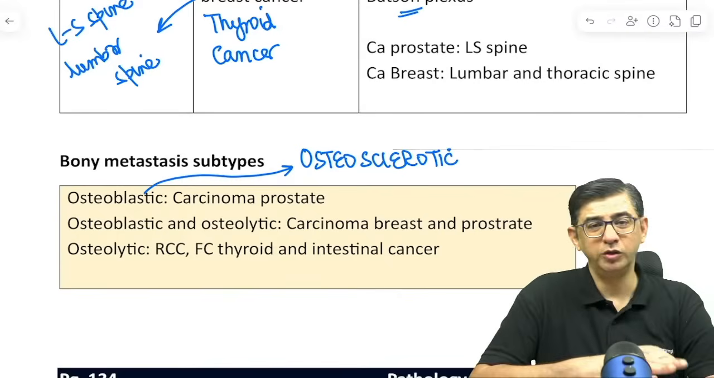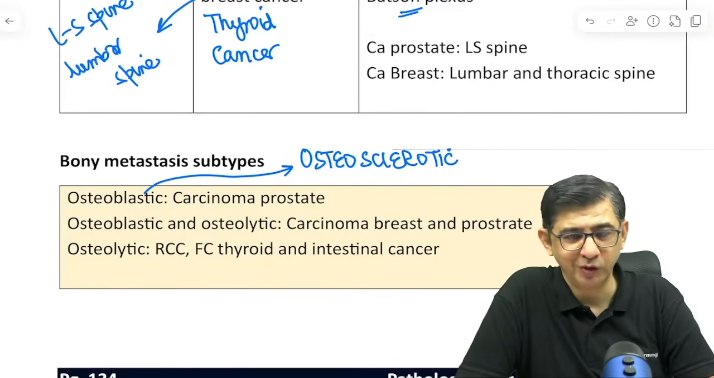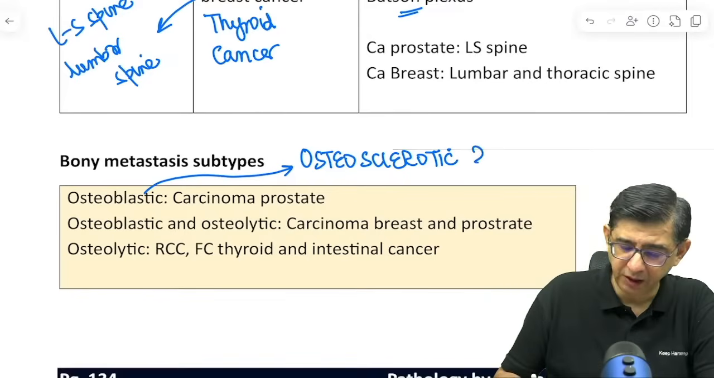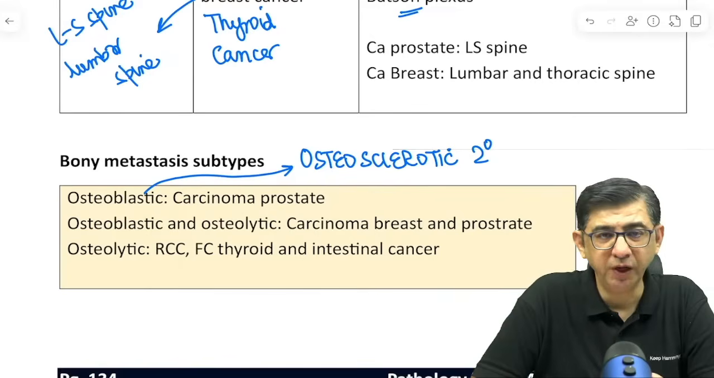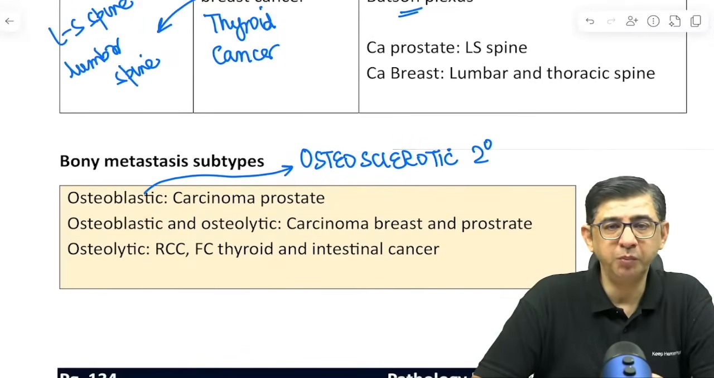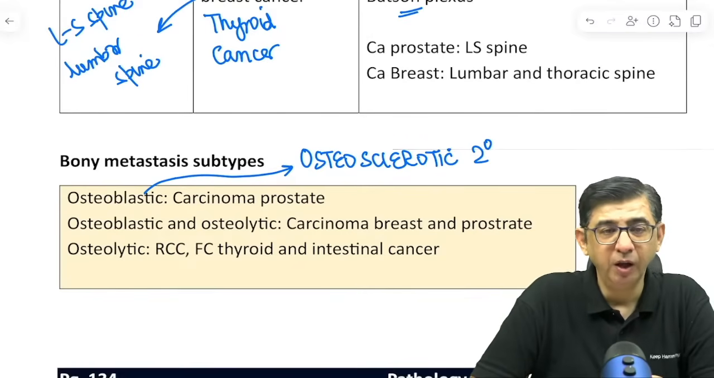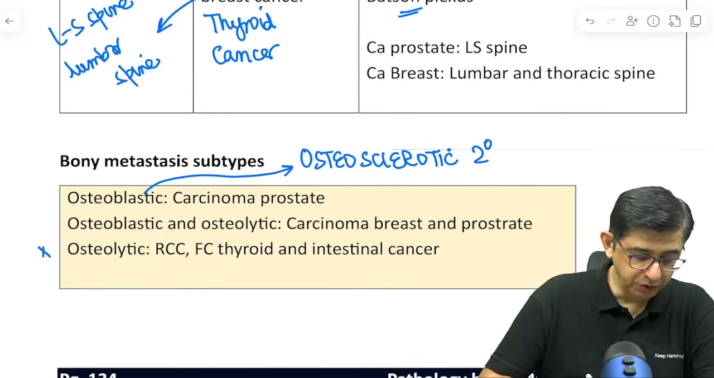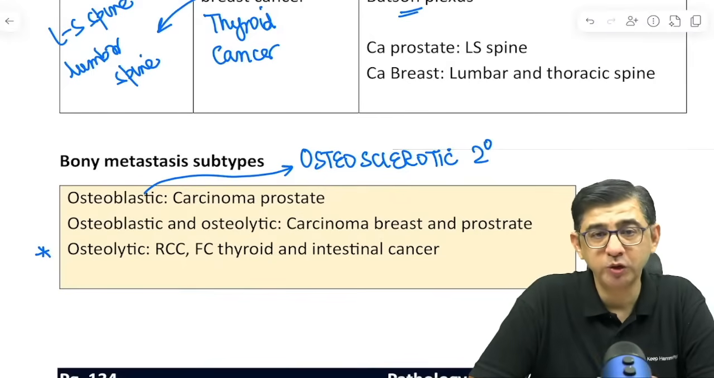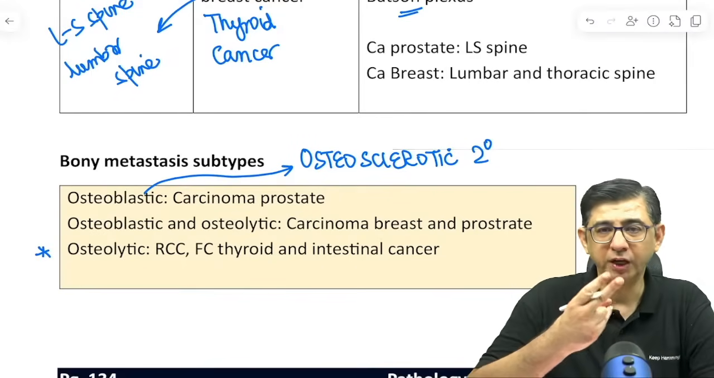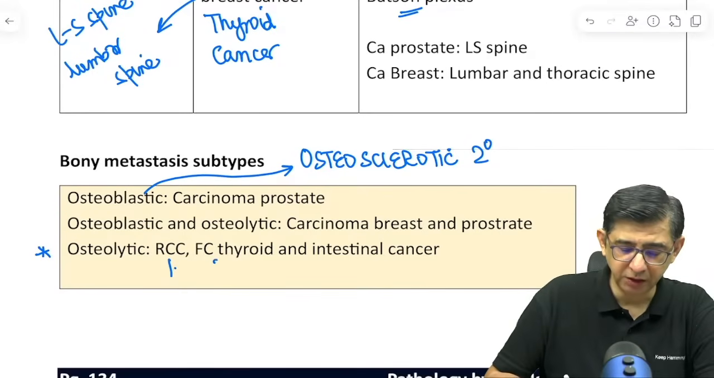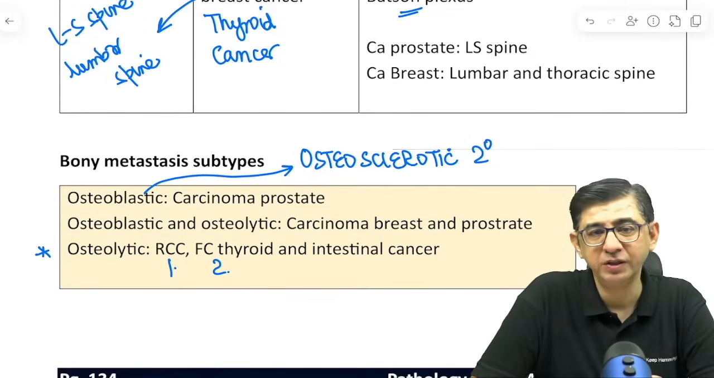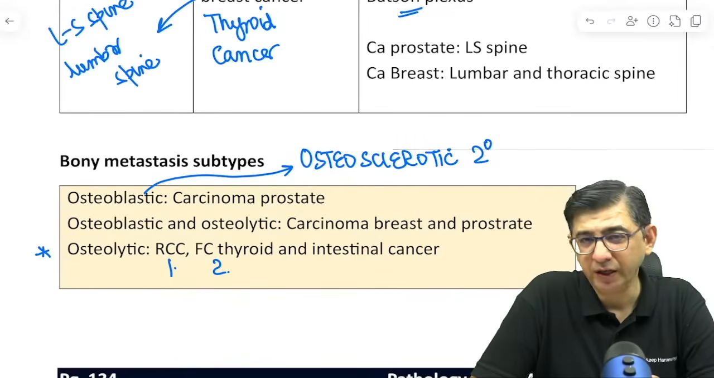So whether they write the word osteoblastic or osteosclerotic secondaries, your answer will be prostate cancer, which is an adenocarcinoma. If he says which cancer can be both osteoblastic and osteolytic, then both breast and prostate would fit the bill. But if he specifically focuses on osteolytic secondaries, then the two that will always take the number 1 and number 2 spot in MCQ answers would be renal cell carcinoma, which is usually forgotten, that is clear cell carcinoma, and second is follicular cancer of thyroid.